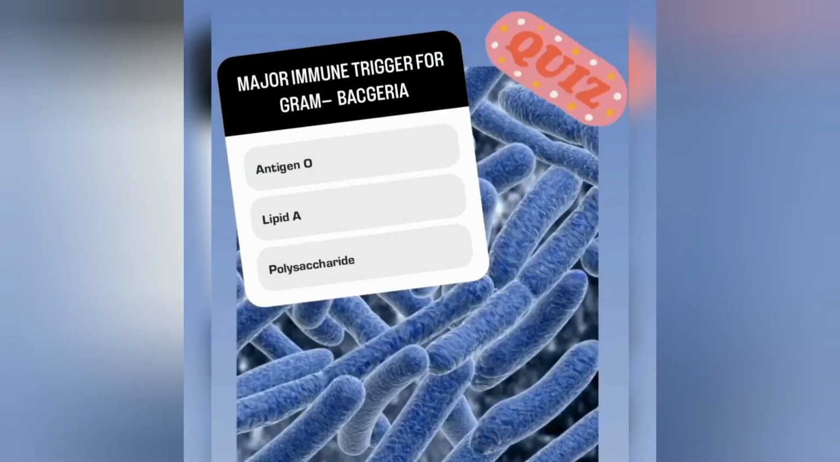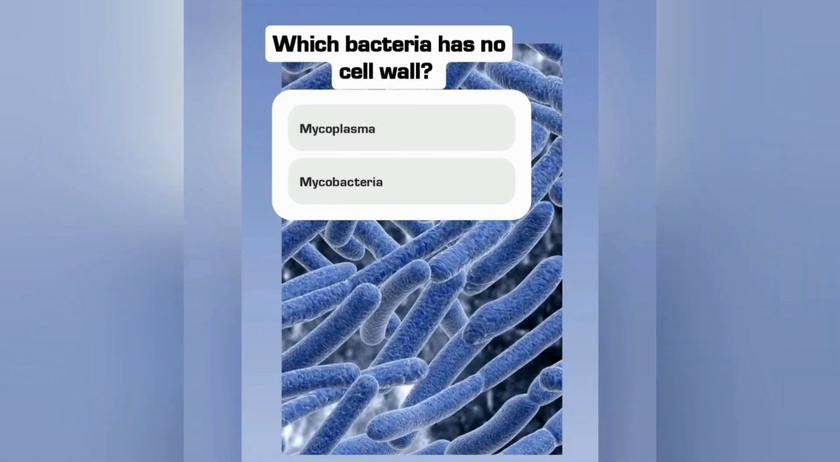Next, our second question. The lipopolysaccharide on gram-negative bacteria has three compartments. First, lipid A, second, O antigen, and third, polysaccharide. The lipid A is the major immune response trigger, and O antigens are the main target for antibodies.